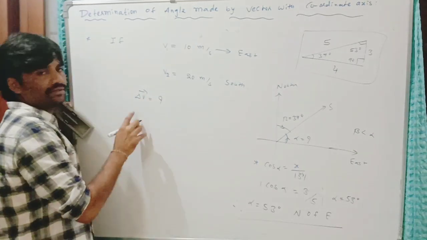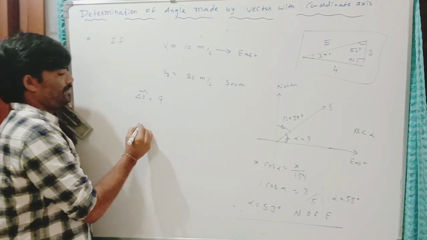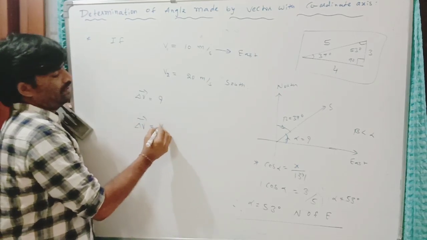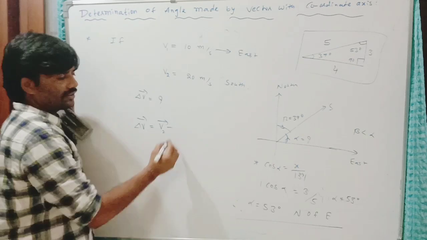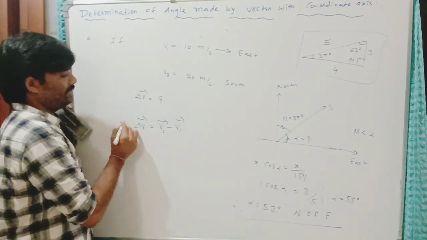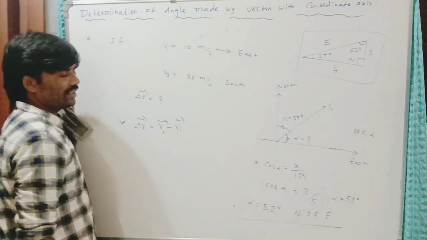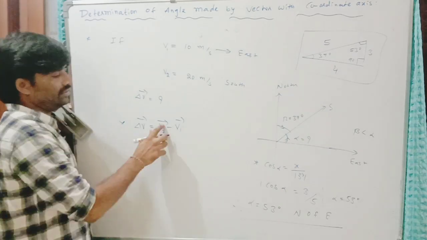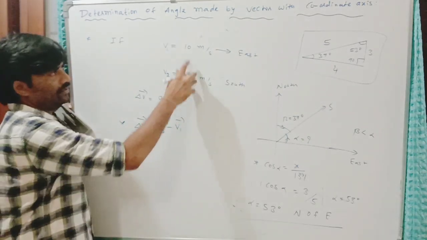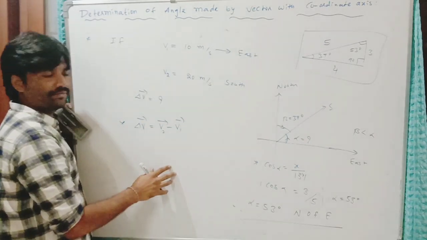I want direction also, direction and magnitude. Change in velocity is what? Final velocity minus initial velocity. But don't write 20 minus 10, directly 10, right? So these are vectors. We should not take only the magnitude difference.